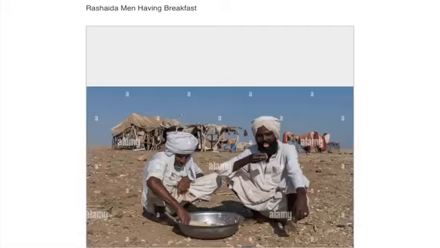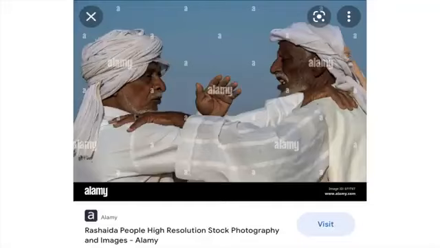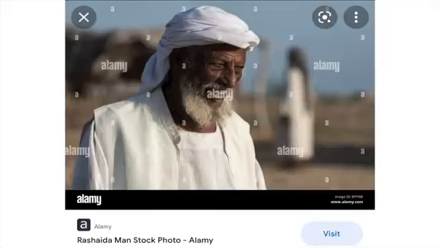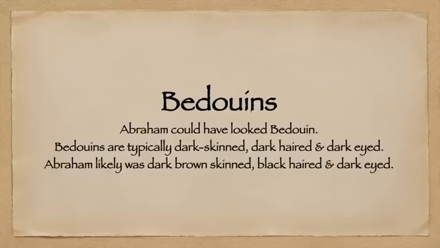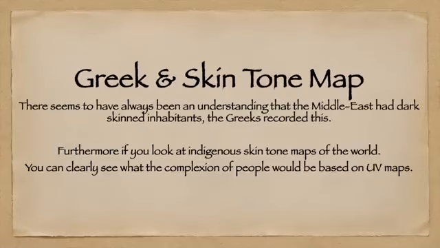Here's Rashid men having breakfast, and as you can see, they're quite dark-skinned Bedouin people. And here are two Rashid people having a gentleman's disagreement, I would say. And that's a Rashid man, just a closer image. So Abraham could have looked Bedouin. Bedouins are typically dark-skinned, dark-haired, and dark-eyed. Abraham likely had dark brown skin, dark hair, and dark eyes. And basically, I would say, that's what Abraham could have really looked like.